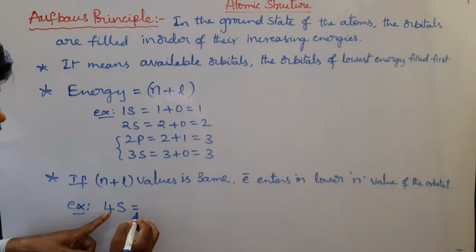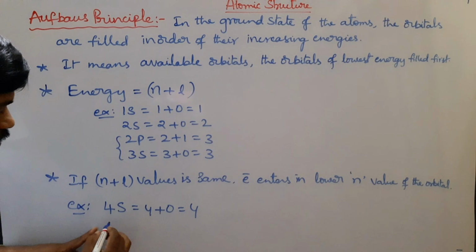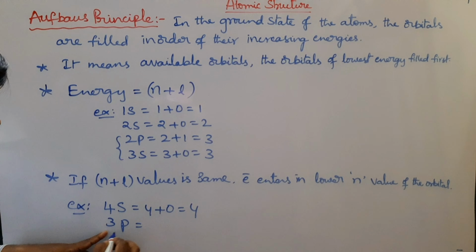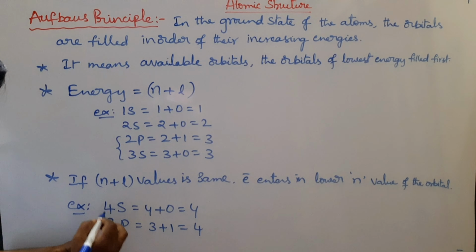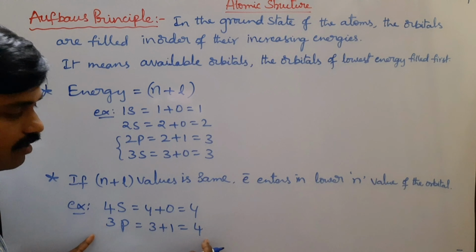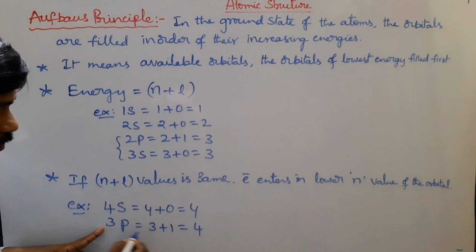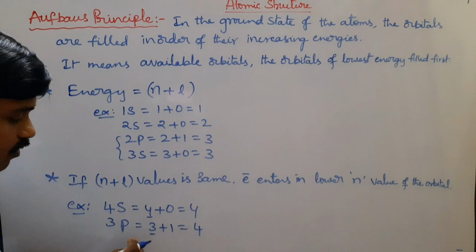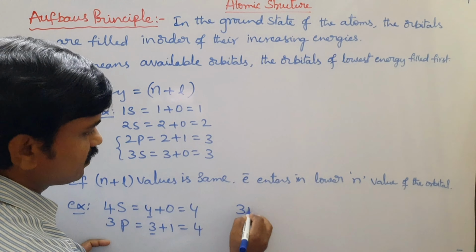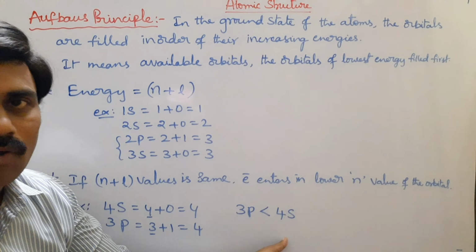4s orbital n plus L value: for the 4s orbital n value is 4, and for the s orbital L value is 0, so 4 plus 0 is 4. 3p orbital: n value is 3, and for the p orbital L value is 1, so 3 plus 1 is 4. Now 4s and 3p orbitals have the same n plus L value, 4 each. But which is the lower orbital? For the 3p orbital n value is 3, for the 4s orbital n value is 4. The 3p orbital has the lower n value. That's why after filling the 3p orbital, electrons enter the 4s orbital. So 3p is less than 4s.